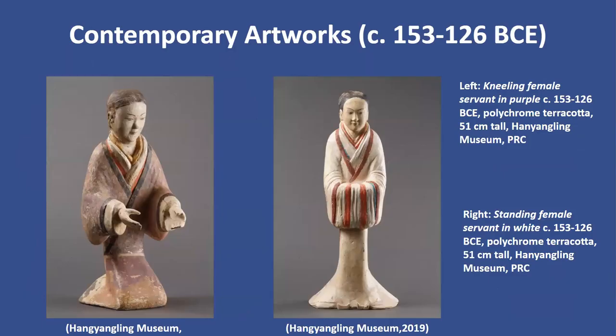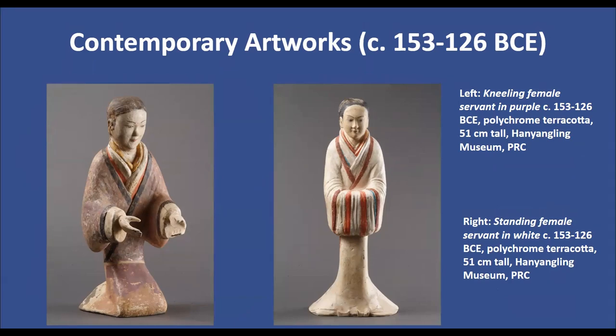So, excellent garments aside, contemporary artworks can also provide us with information on costumes, hairstyles, and footwear. Here we have two figures, both from the Hanyang Mausoleum burial pits in modern-day Shanxi. These two are significantly closer to the imperial capital Chang'an than the kingdom of Changsha, and their clothing, hairstyles, and footwear probably reflected more of the palace and capital fashion at the time, rather than the regional fashions, as exemplified by the finds of Mawangdui 1.